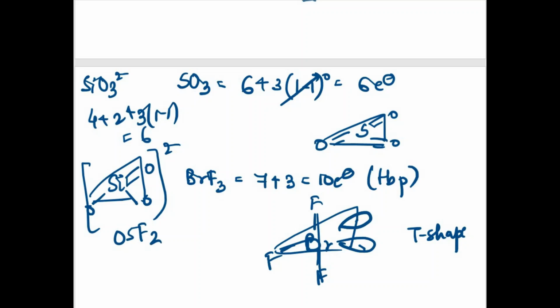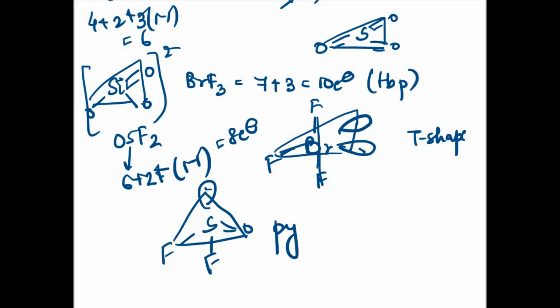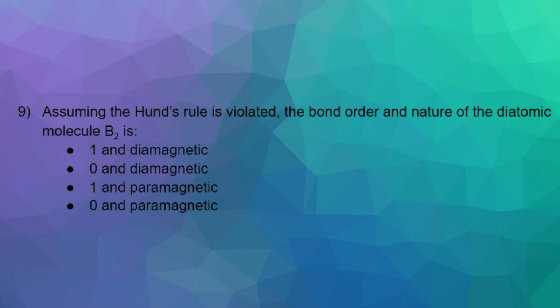Now, what are we left with? OSF2. So the central metal is 6 plus 2 fluorine, 8 electrons, and oxygen should be 1 minus 1. So 8 electrons meaning it should be a tetrahedral structure. Let's see how it should be. So this definitely looks like a pyramid, isn't it? So this would be your pyramidal structure. So your option would be option number D. Okay. Moving on to the next one.